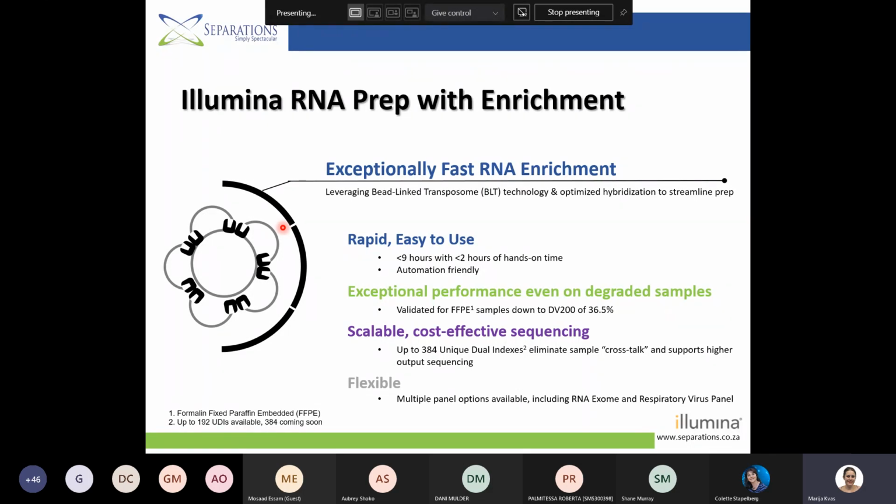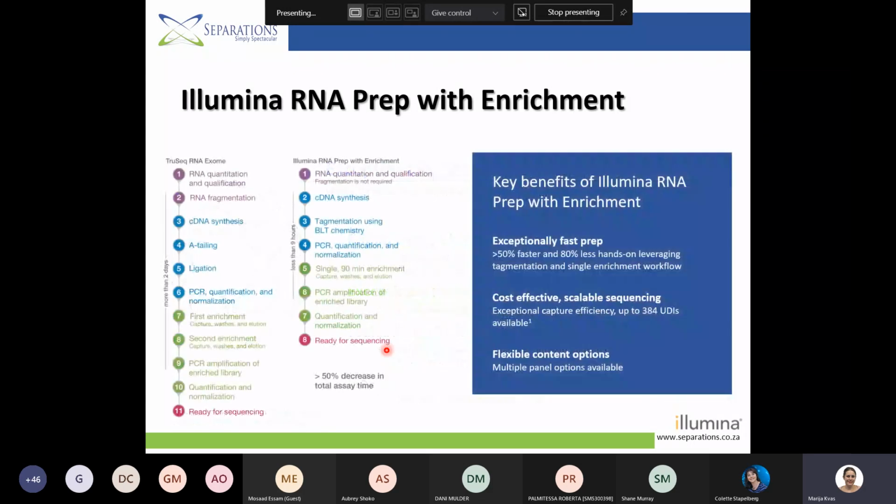And this allows us to have up to 384 unique dual indexes. So it allows us to have a higher amount of data, so higher output of samples that we are looking into. I will not go into too much detail about how RNA Prep with Enrichment works, but just to let you know that you could do exome enrichment if you want.